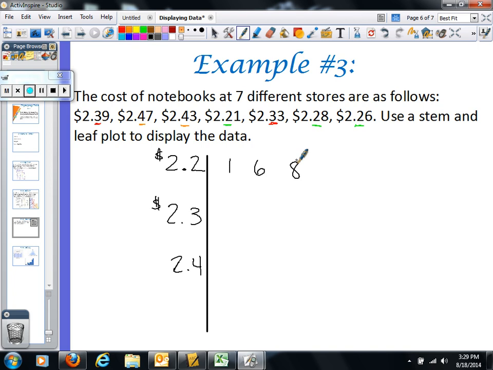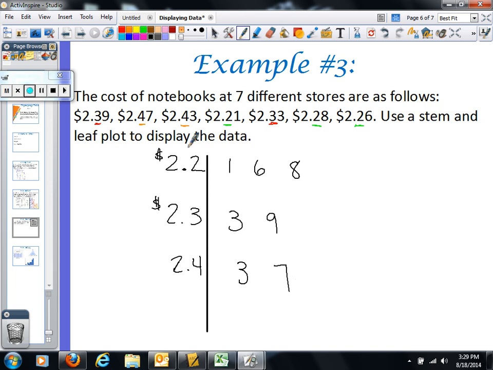So that means that value-wise, I have $2.21, $2.26, $2.28. So for the 3s, 2.3, I have 2.39 and 2.33. So I would put the first one, which is a 3, the second one, which is a 9. The 4s, I have 247 and 243, and it looks like that's it. So I would put 243 and 247. This is my stem and leaf plot.